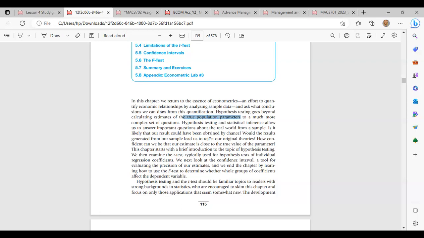that's going to make decisions, right? That's going to make certain decisions that affect a lot of people. So we need to answer these questions. So will the results generated from our sample lead us to reject our original theories? So you have theories. Remember the previous session, we said the starting point of coming up with a good model, you need to read the theory around, right? Find out what are the expectations, right? So are you going to reject theory, or are you going to still stand with theory?